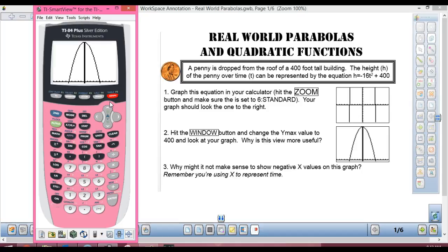All right. So then number 3 says, why might it not make sense to show negative x values on this graph? What is x representing? Time. So why shouldn't we do the negative x values? Yeah, because we can't have negative time, right? Okay, so I would write that in number 3. All right, because this is what your grade is going to be on, is could you follow along with this? All right, so it might not make sense to have negative x because time is not going to be negative.